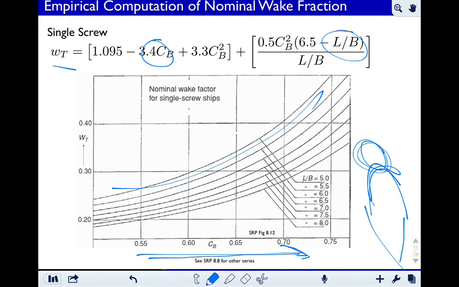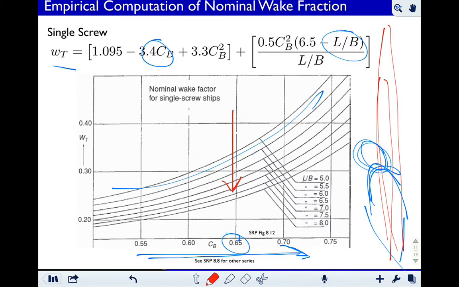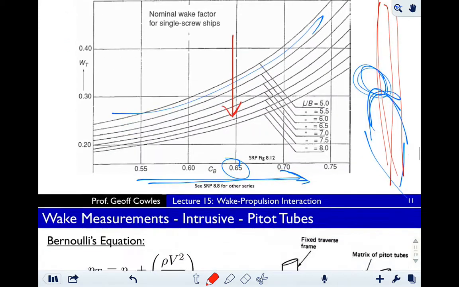For a given CB, if we cut across your length to beam ratio, you see that with increasing length to beam ratio your wake fraction goes down. So essentially the ship is getting more and more slender as your length to beam ratio goes up, and it's more hydrodynamic. So the wake is in a much thinner region, and you have a smaller wake fraction.